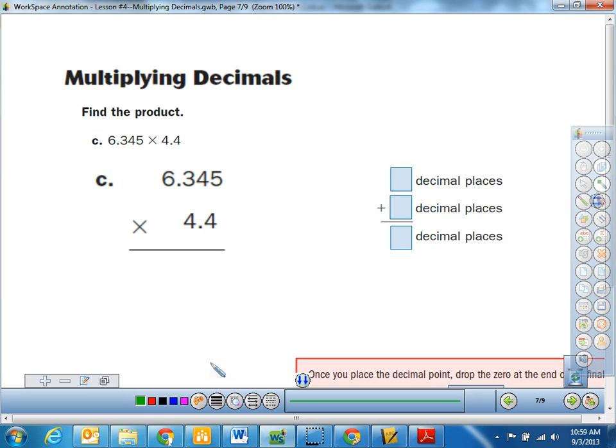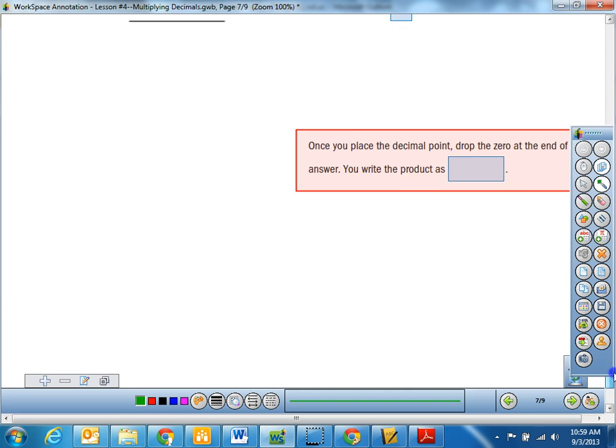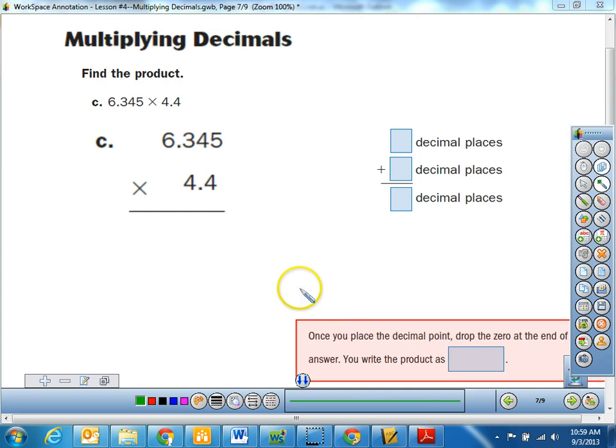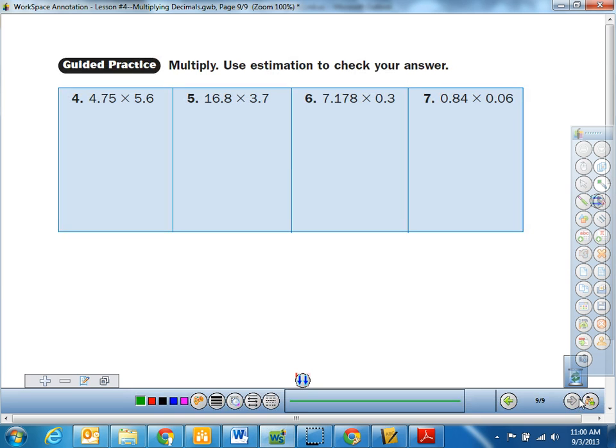All right, I want you to do this one on your own. You've got another warning down here. Let's take a peek at that. Once you place the decimal point, drop the 0 at the end of the final answer. You would write the product as, and that's where you would figure that out. So that's your hint. We'll see how well that goes tomorrow. Try these problems as well. Let's just do numbers 1 and 3. Those are the only 2 I want you to do on that page. And here, let's just do 4 and 6.